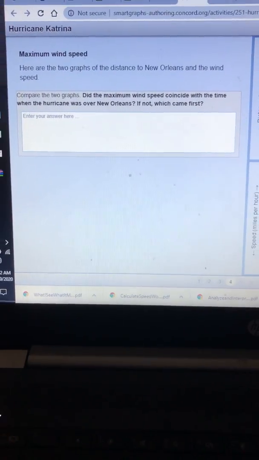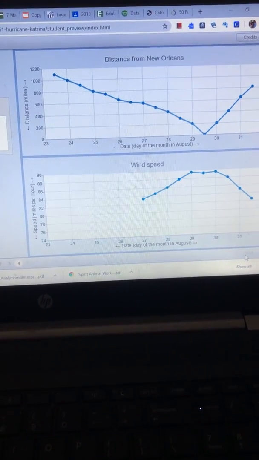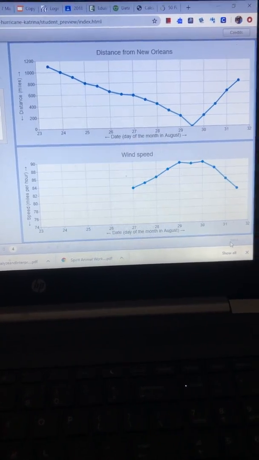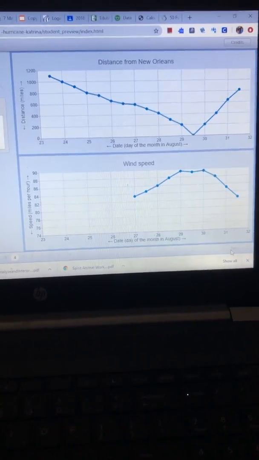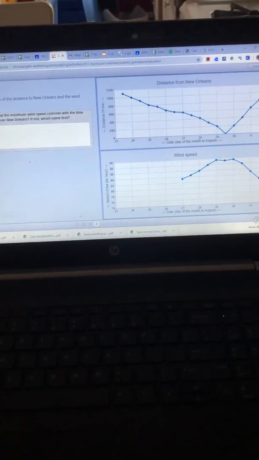So here are the 2 graphs of the distance to New Orleans and the wind speed. All right, so we have distance from New Orleans and the wind speed. Now the first 2 graphs that we already looked at, we're going to compare them. So what do you notice about them? When we say compare, that means how are they alike, or how do they coincide? Like when this happens, this is happening on this.